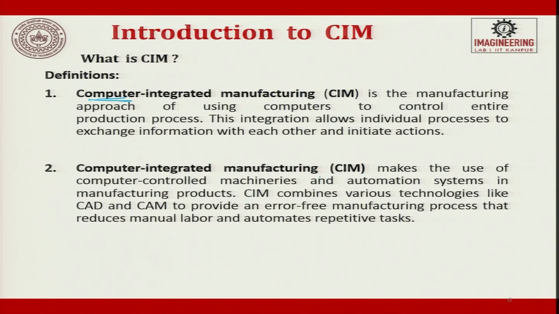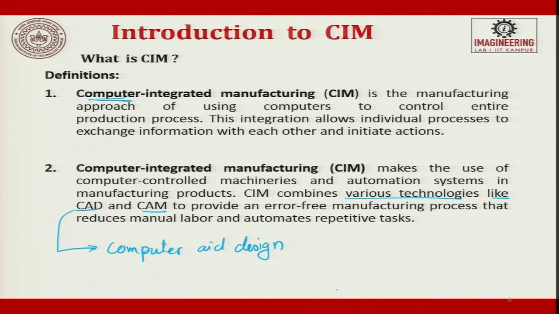Computer integrated manufacturing makes use of computer controlled machinery and automation systems in manufacturing products. CIM combines various technologies like CAD and CAM. CAD is nothing but computer aided design. There is a big difference between drafting and design. What we do on a drawing board, only drawing the dimensions, is called drafting. Designing is drafting plus simulation and optimization.